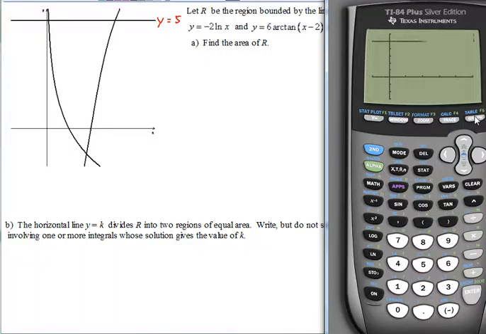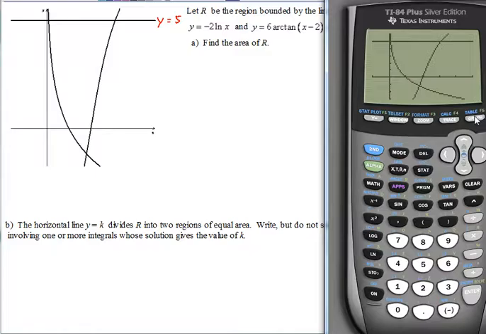See if that shows it to us. There's the first one, second one, there's the third one. Okay, so that gives us a good view of that region.